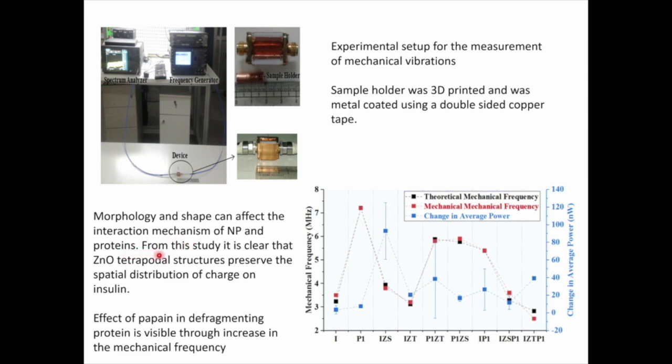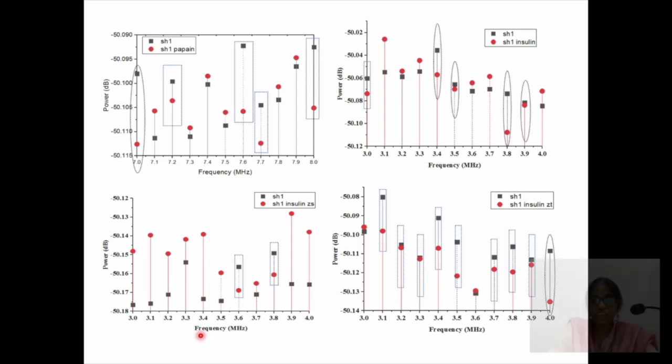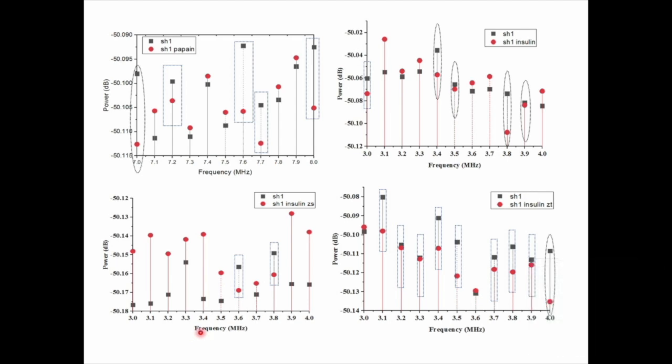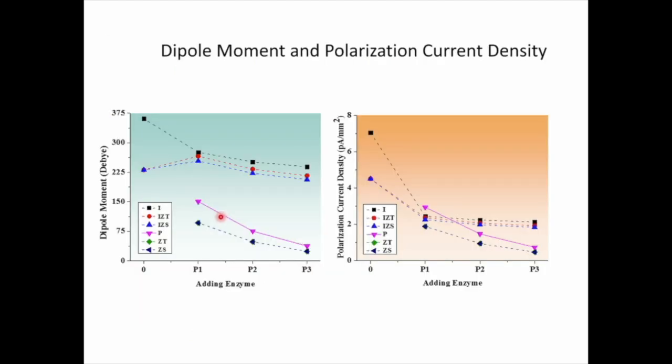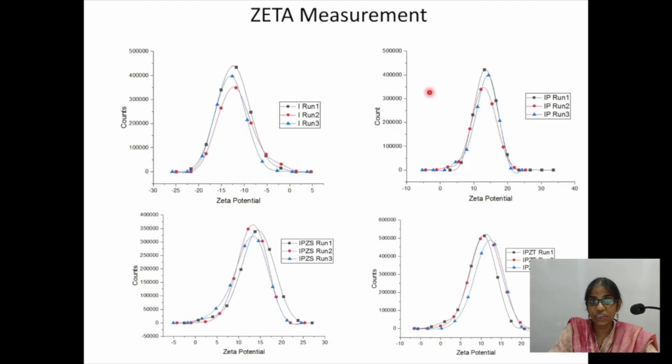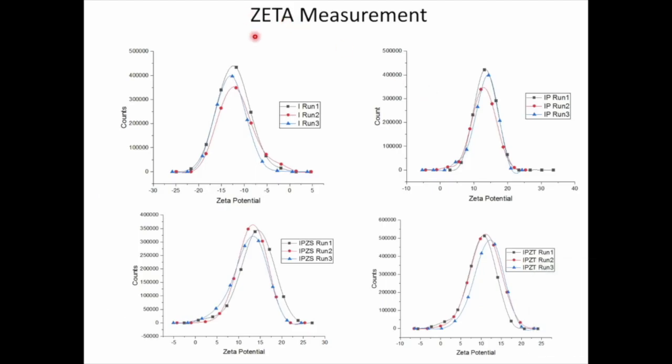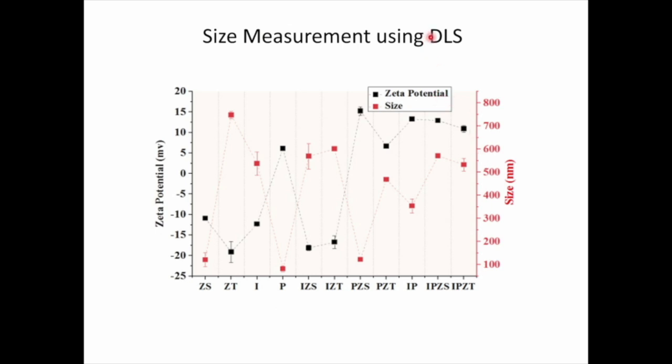From this study, it is clear that zinc oxide tetrapodal structures preserve the spatial distribution of charge on the insulin surface. The effect of papain in fragmenting protein is visible through the increase in the mechanical frequency. These are the different runs that were carried out, and here the experimentally observed changes are shown. From these mechanical frequencies, dipole moment and polarization current density were calculated. In order to confirm our results, zeta measurements were carried out, and through dynamic light scattering, the particle size or the radius of the cluster was calculated. Again, the results are repeated.